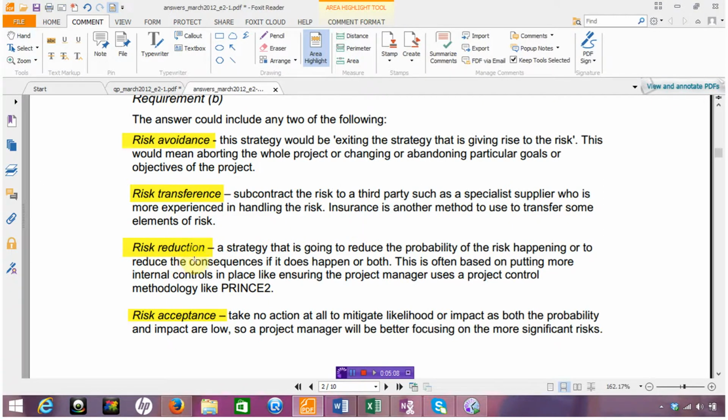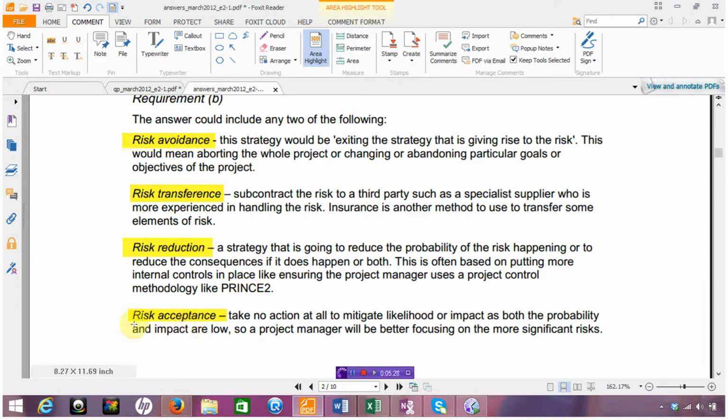Last one here, reduction, sort of linked into avoidance in one sense. We try to reduce the probability of this particular risk happening. It may well be that that involves putting some further controls in place, possibly PRINCE2, etc.